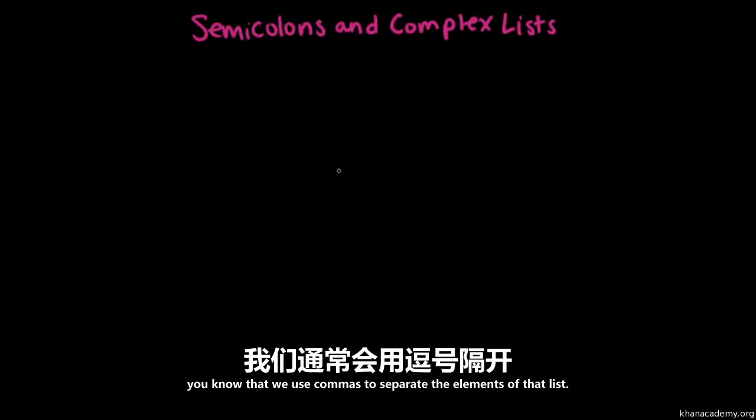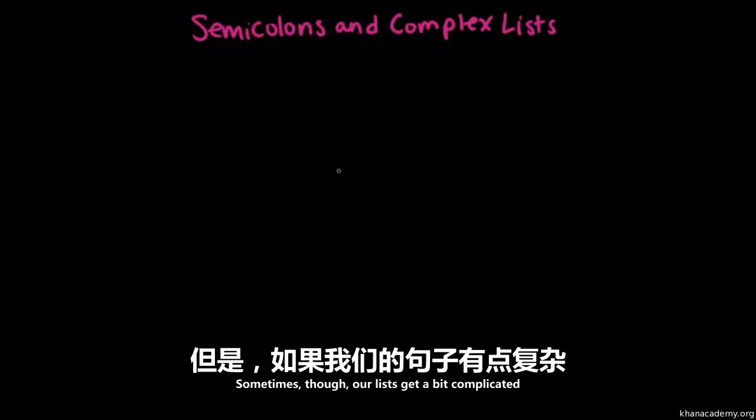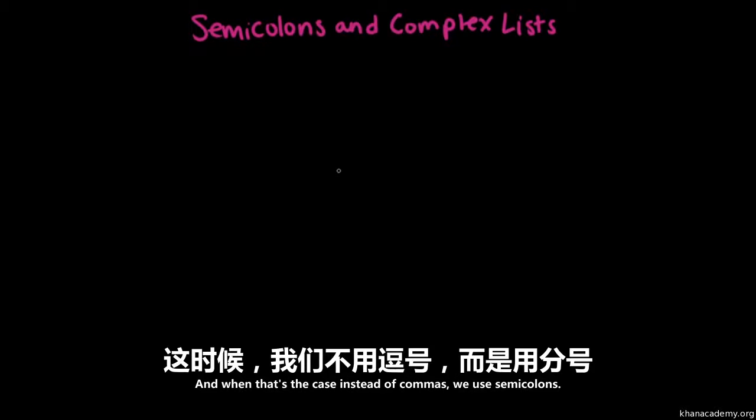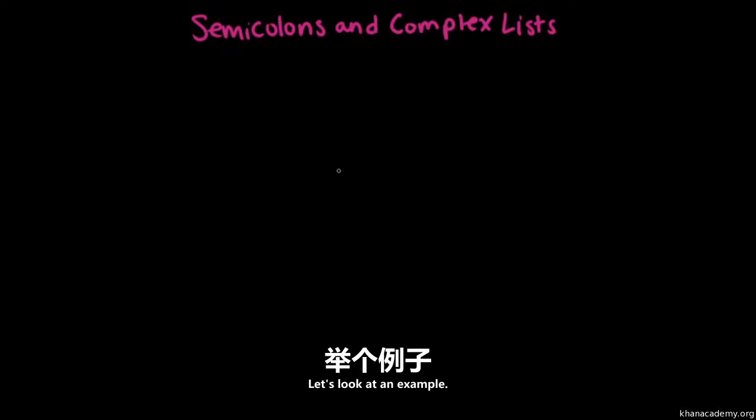So if you've ever written a list of items or actions, you know that we use commas to separate the elements of that list. Sometimes, though, our lists get a bit complicated, and we have something called a complex list. And when that's the case, instead of commas, we use semicolons. Let's look at an example.